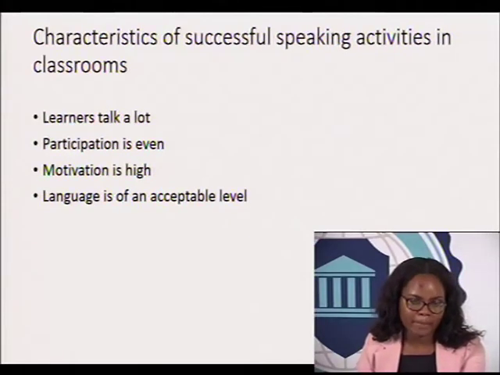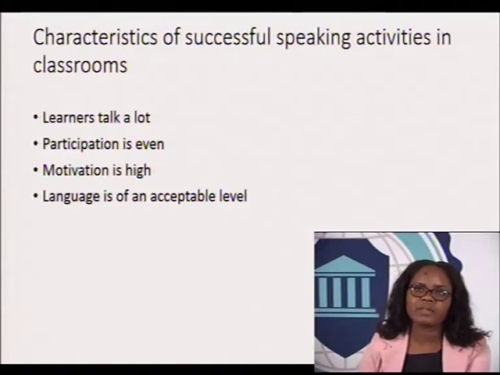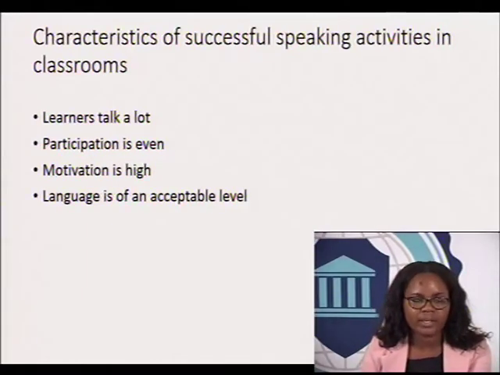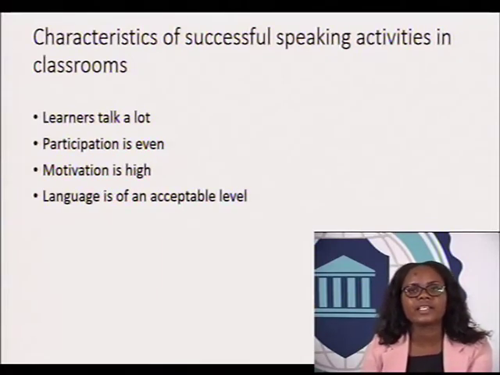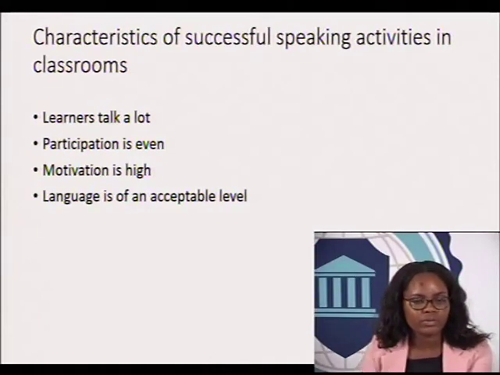Motivation is high. If learners are motivated to speak, that means you have given them something interesting that has captured their interest and they are willing to volunteer themselves to take part in a lesson.